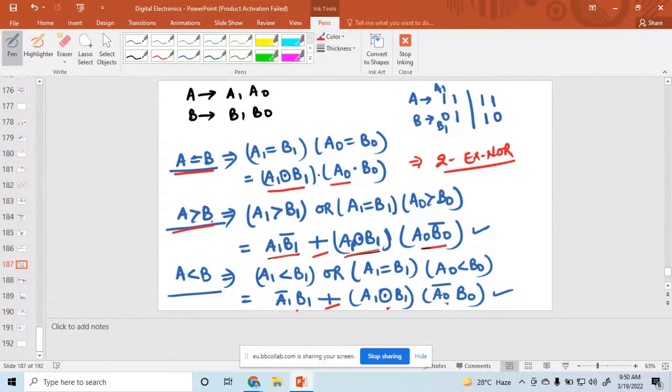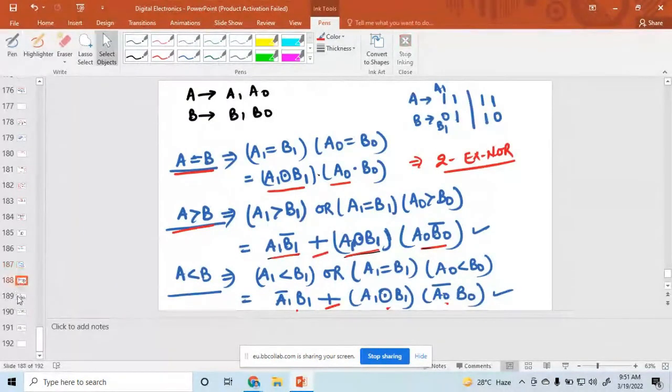Similarly, A greater than B means A1 is greater than B1. Definitely this value, A is greater than B. Or A1 equal to B1, then A0 greater than B0, then this condition is satisfied. So what is the logical expression? This one is the logical expression. So here one XOR, one AND gate. Here two AND gates and one OR gate are required for designing this circuit.